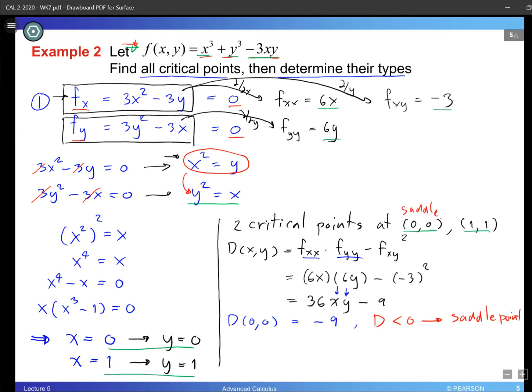Now let's check the 1, 1. What's going to happen? D at 1, 1 is going to be equal to 1 goes in here, 36 times 1 and 1, minus 9. And it's equal to 27. So what we have right here is D positive.